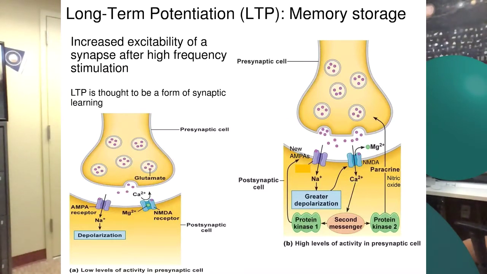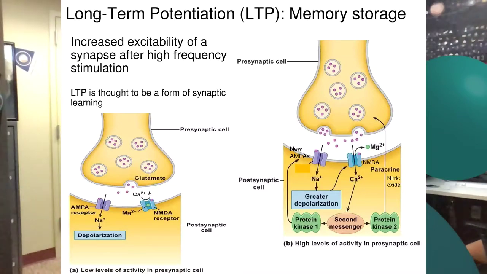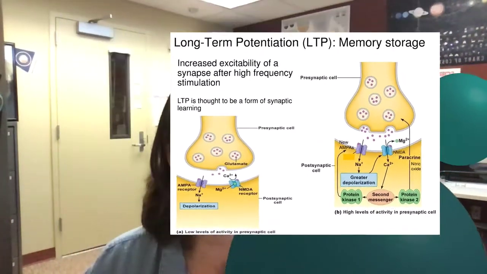The other thing that happens is that the more calcium that enters the postsynaptic cell, it causes the growth of more dendrites on the postsynaptic cell. And each one of those dendrites now can make a connection with the presynaptic cell and have this synaptic response occur, right? Making it much more sensitive. That's you recalling the memory much more easily.